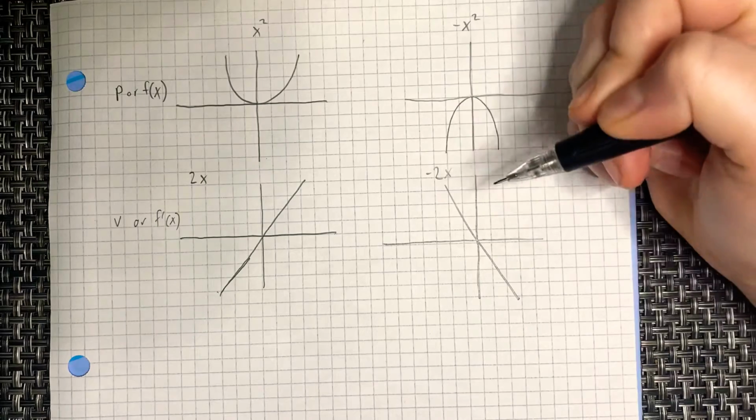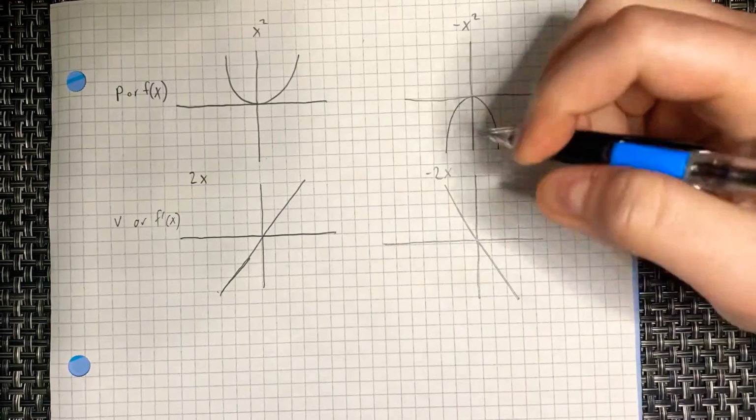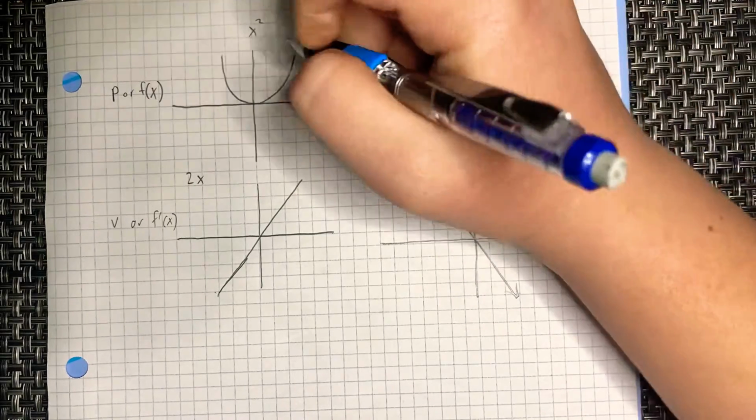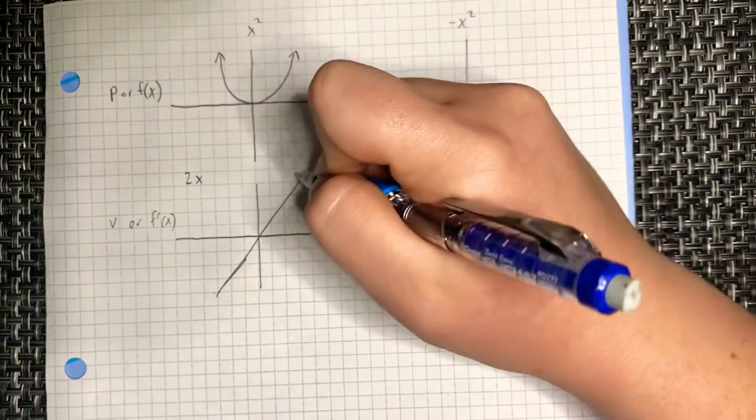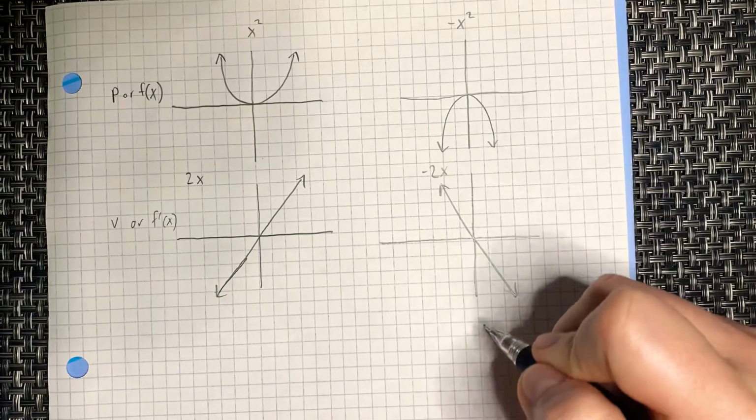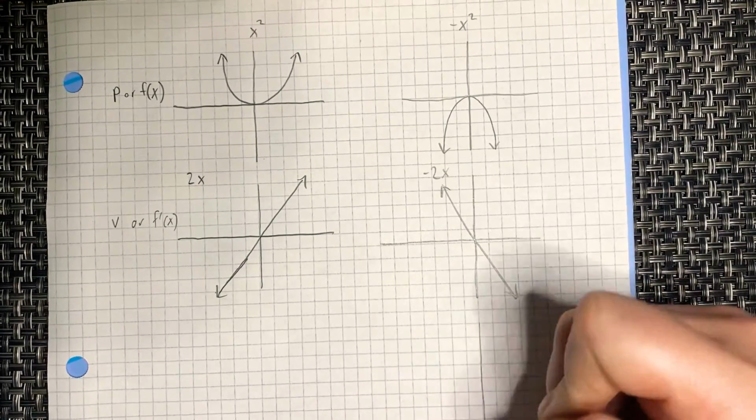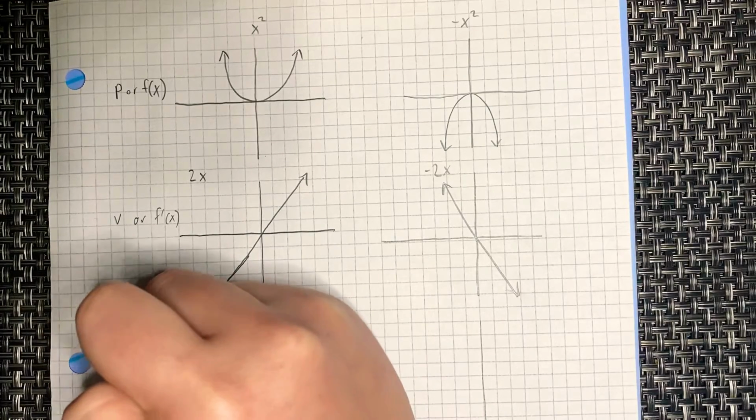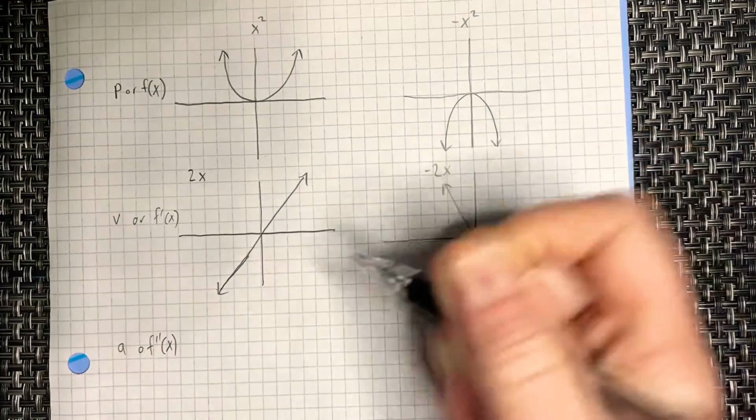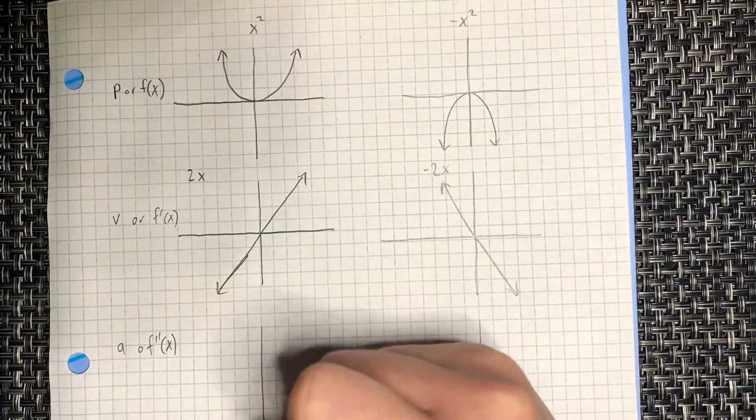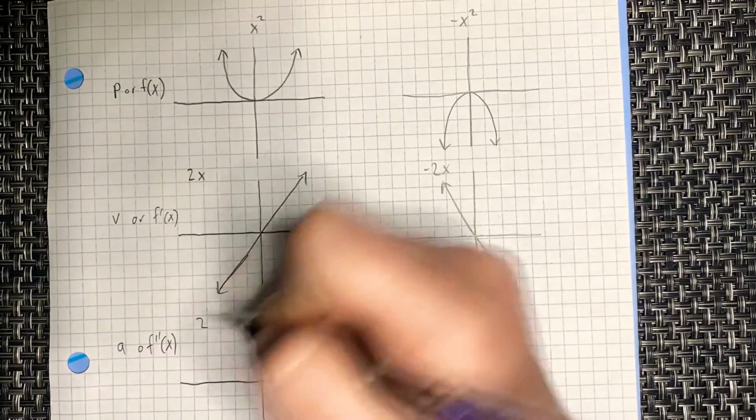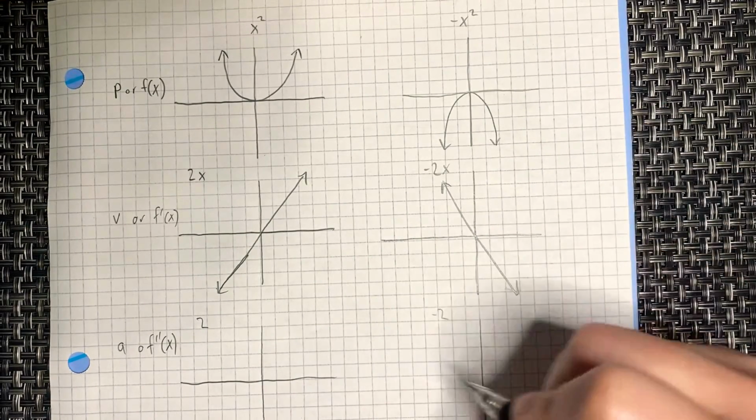I don't need an exact value of the slope, right? Direction of the slope definitely still matters. I'll put some arrows to make it look less like just a bunch of lines. Last one, we have acceleration, or f double prime of x. And this will just be 2. This will just be negative 2.